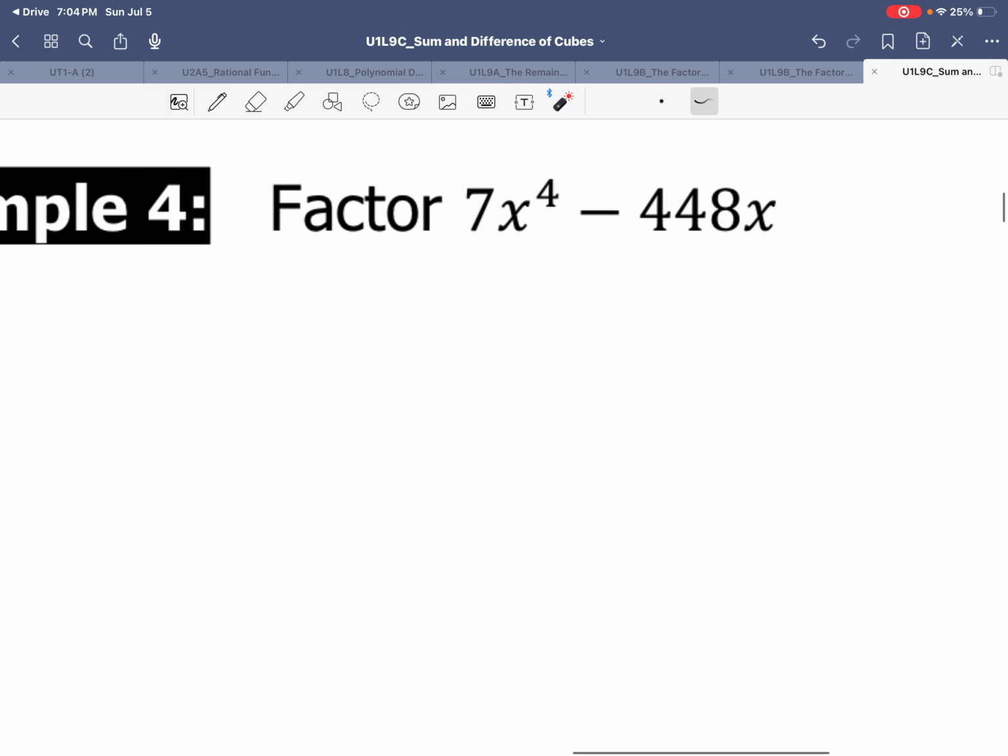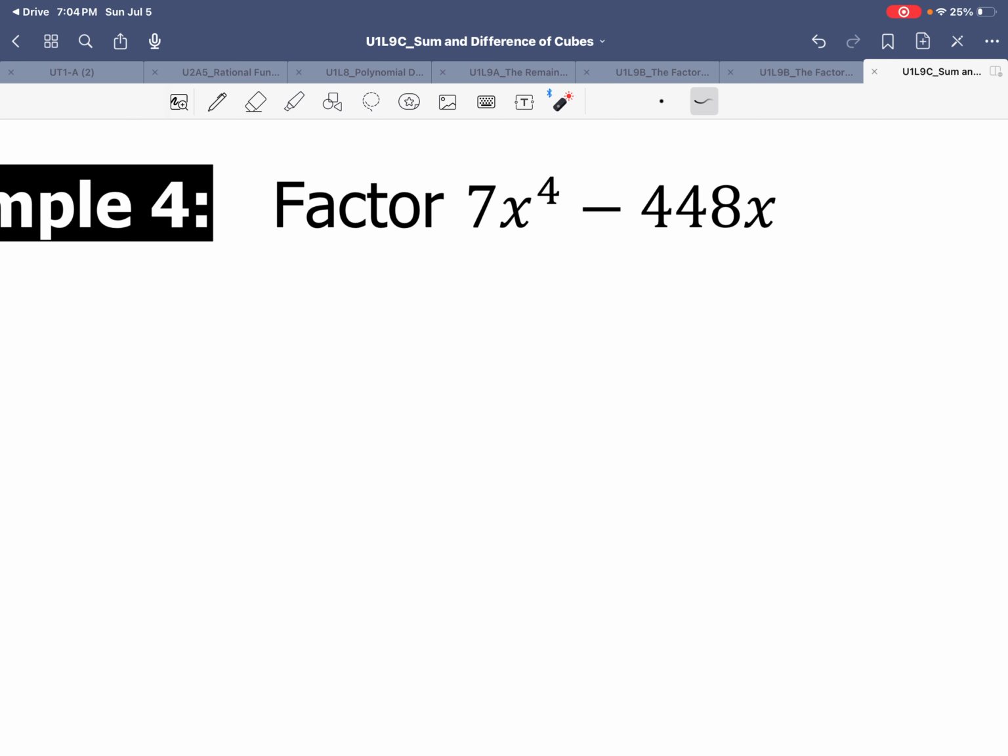Now, let's continue with another example. So this time we have powers of 4, and we're thinking, we don't know how to factor powers of 4. We can only deal with powers of 3 or multiples of 3. But continue looking at the next term. You see that you have x, so x can come out. Then the next thought is, but wait a second, 7 is not a perfect cube number. Well, check and see if you can take it out as a common factor. So 448 divided by 7, thank goodness, is a factor of both, a common factor.